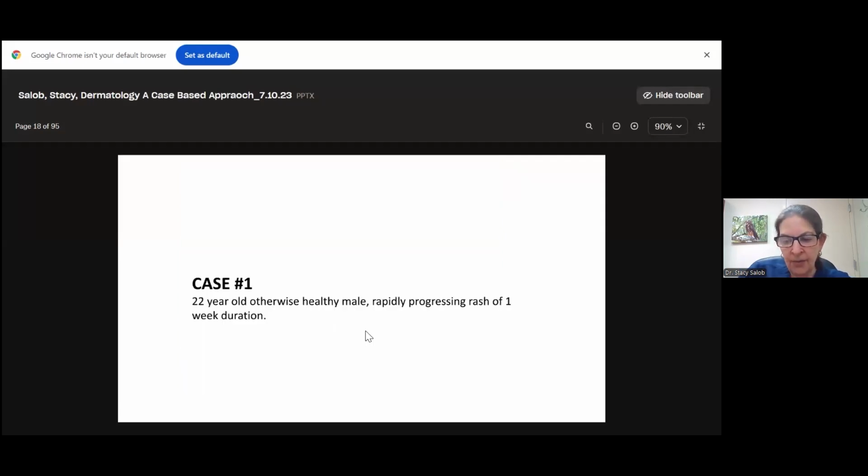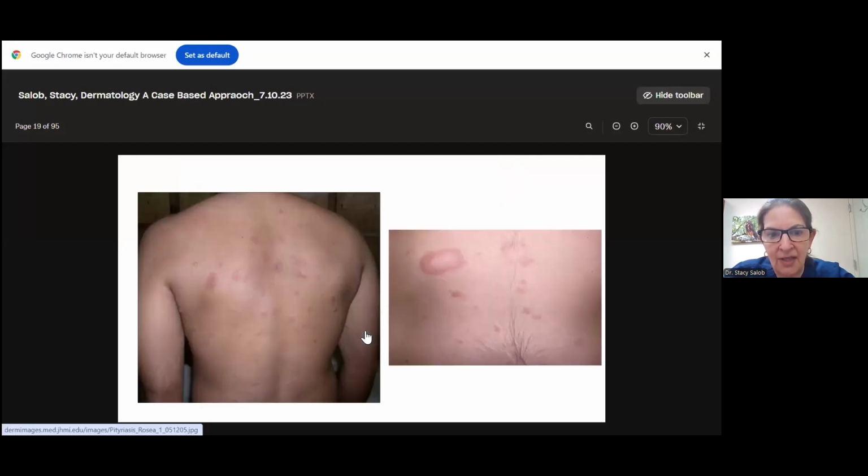Okay, so I brought some cases today. I'm going to describe them, and I would love your input as to what you think it might be. So here we have this young, otherwise healthy male, and he has this rash that's spreading pretty rapidly of 1 week's duration. He's coming in on an emergency visit, and the photos show you the trunk.